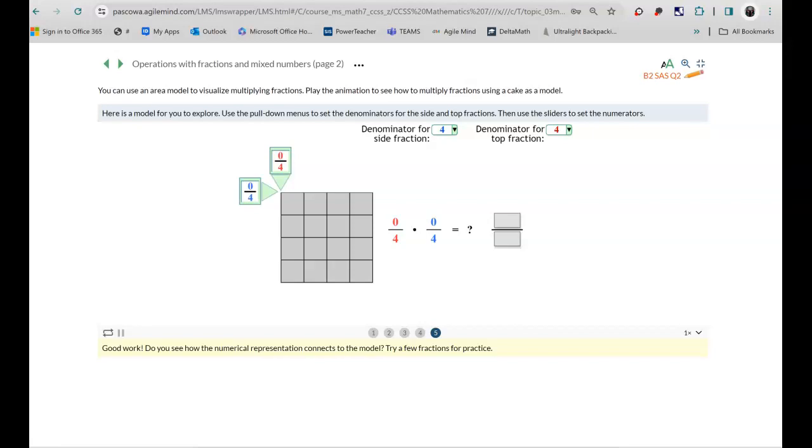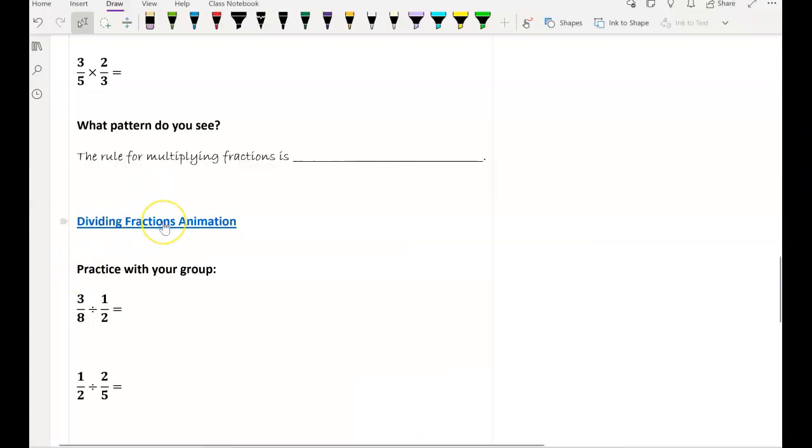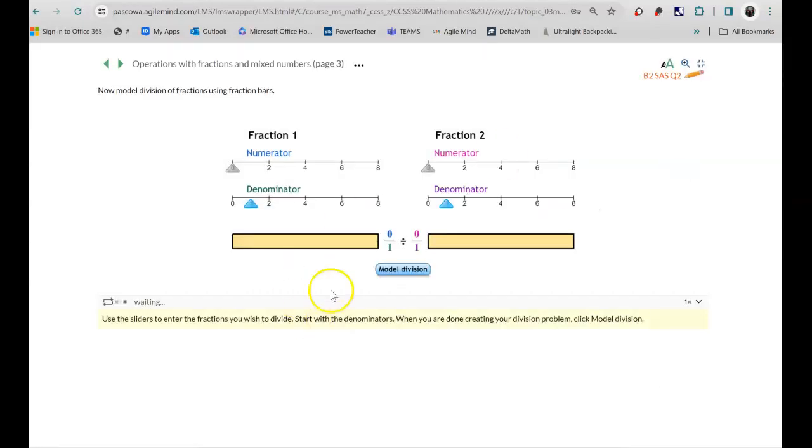Now I can close this out and then go back here, dividing fractions animation. I'm going to click that again. It's going to take me back to AgileMind. And when it does, I'll get rid of this. And this takes me to the division. So let's take a look at dividing.